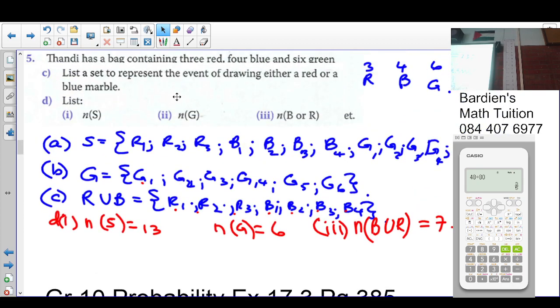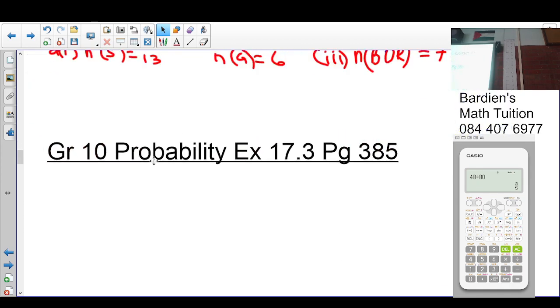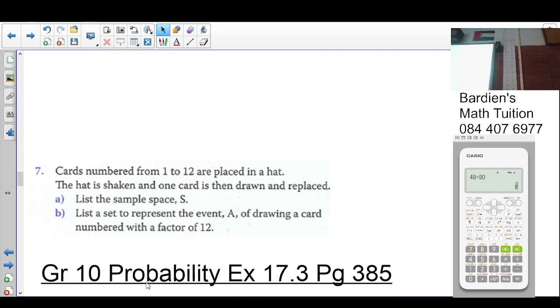He didn't ask you to draw a Venn diagram here. Boring.